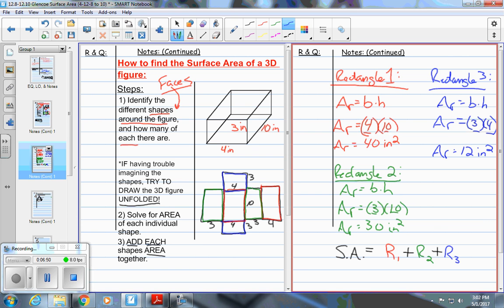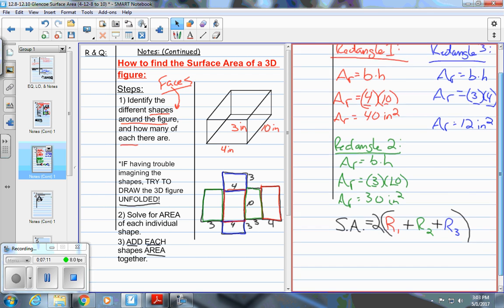Oh wait, that's only 3 faces. I thought we had 6 faces. What do we need to do here to get all 6 faces? Yeah, we can just multiply each of these by 2, or the whole thing by the number 2. So notice I set up an equation before I solved the problem.